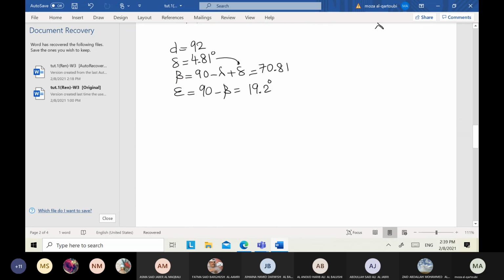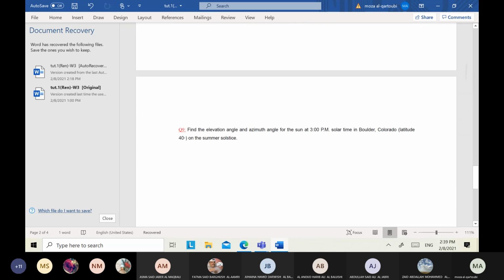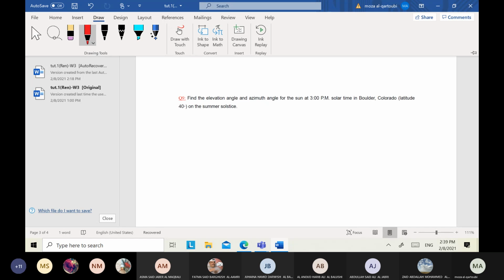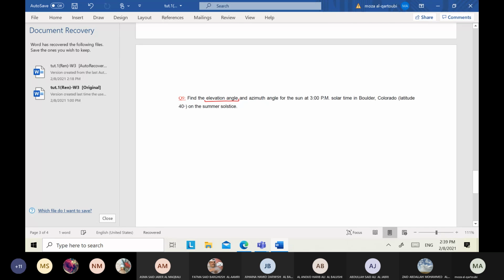Okay, the last question now, question number 9. Find the elevation angle and azimuth angle. So find 2 angles. Elevation angle is given the symbol epsilon. We said before, tilt angle, elevation angle, or inclination angle. And azimuth.